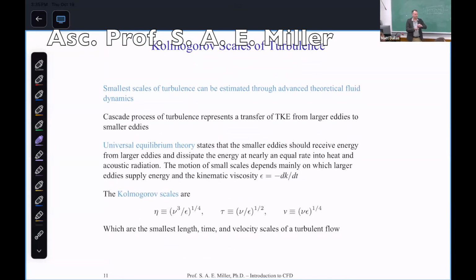Okay, now we're going to do the most important statistical theory in turbulence. I'm just going to show you the results. And I'm sure you've all heard of Kolmogorov, one of the great mathematicians of the Soviet Union.